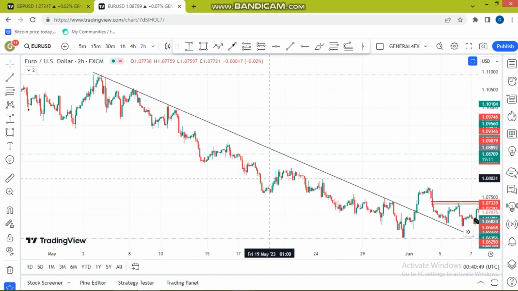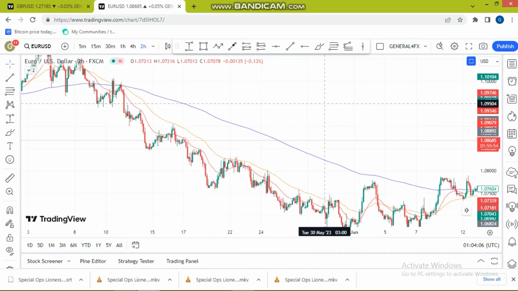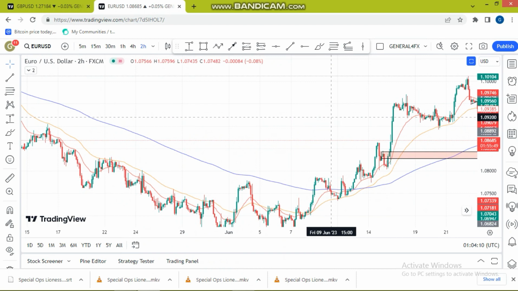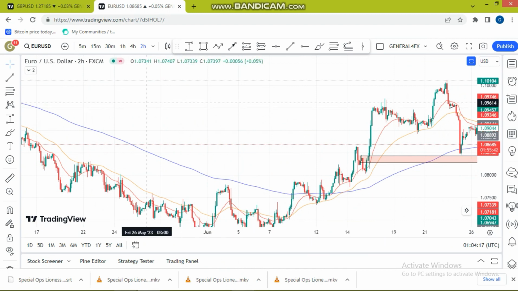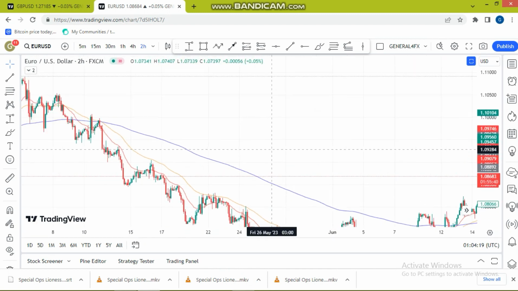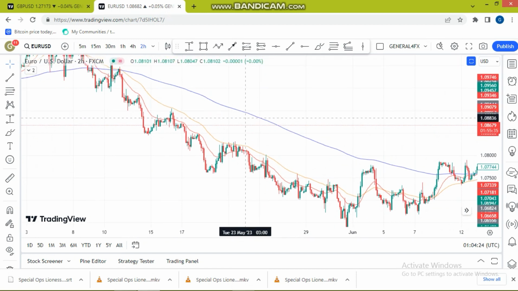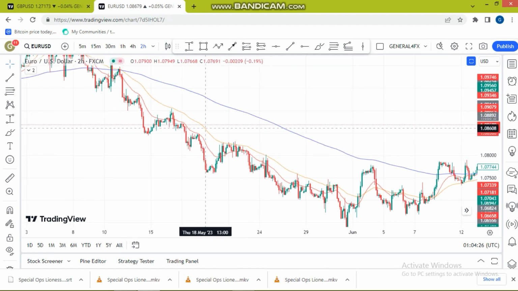All right, we are going to the fourth entry method, which is using the exponential moving averages to look for areas of value. And this is another good entry method. Using the 200 EMA, which is the blue, the 50 EMA, which is the orange, and the 20 EMA, which is the red right here.